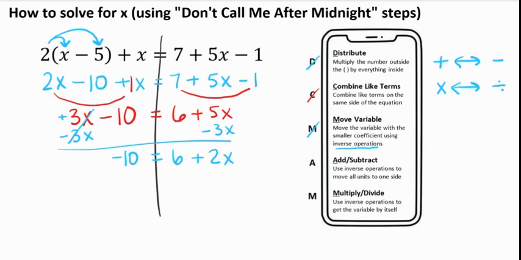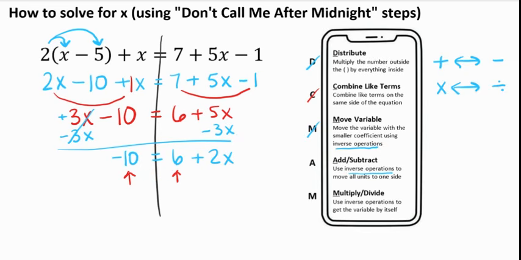So I'm done with move variable. Again, I wanted to move the variables so that they're all on the same side. So now all the x's are on the right side. All right, next one. Add and subtract. Use inverse operations to move all units to one side. So again, I have inverse operations. It says move all units to one side. So my units are either going to be the 6, or my units are 6 and -10. So we have to decide, do I want to move the 6 onto this side? Whoops. Or do I want to move the -10 onto this side?